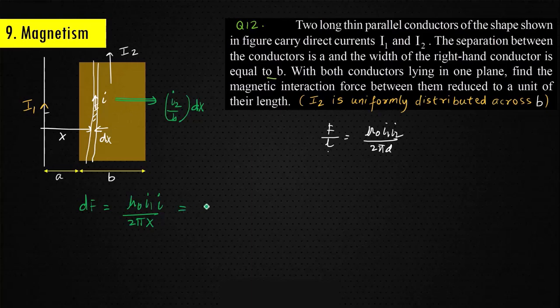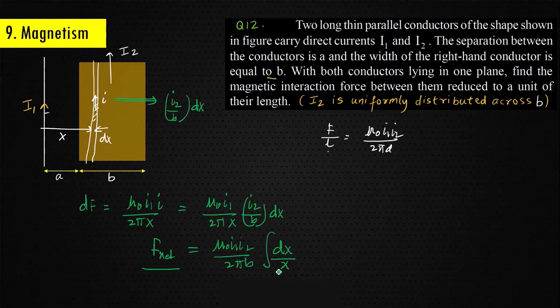So this can be written as μ0 I1 divided by 2πx, and for I2 I am writing I2 by B into dx. So this is the elemental force. Once I integrate this, that will be the total force. So that means μ0 I1 I2 divided by 2πB out of the integration of dx by x. That will be the total force F total.